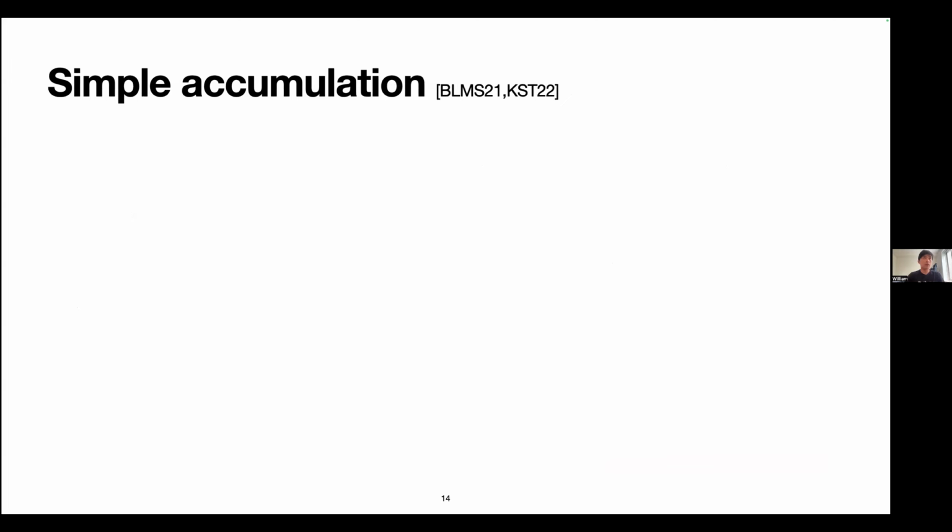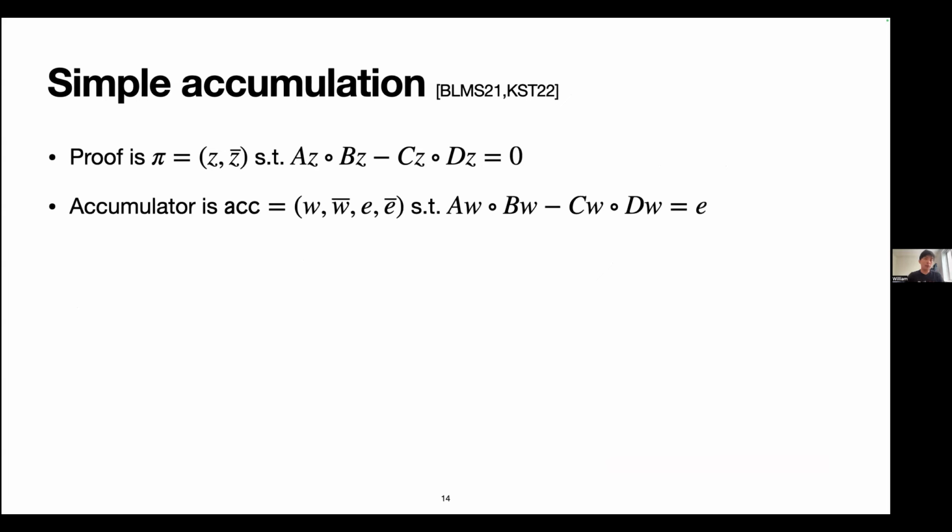Okay. So in order to accumulate, we also need to define the accumulator. First recall that a proof consists of a vector as well as its commitment, such that it satisfies the R1CS relation. And an accumulator will look quite similar. It will consist of a vector W and its commitment W bar, plus a new vector E, which we'll refer to as the error, and its commitment E bar, such that AW.BW minus CW.DW is equal to E rather than 0. And remember, our goal is to somehow fold a proof and an accumulator into a new accumulator.